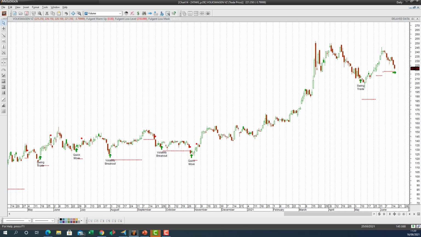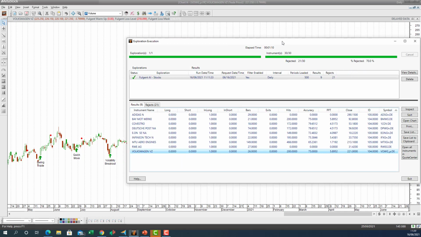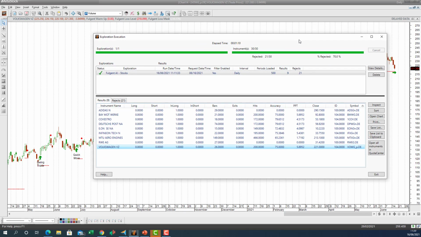But nevertheless, so yeah, the list again. Fantastic artificial intelligence generated trading ideas in the Xetra Dax 30.